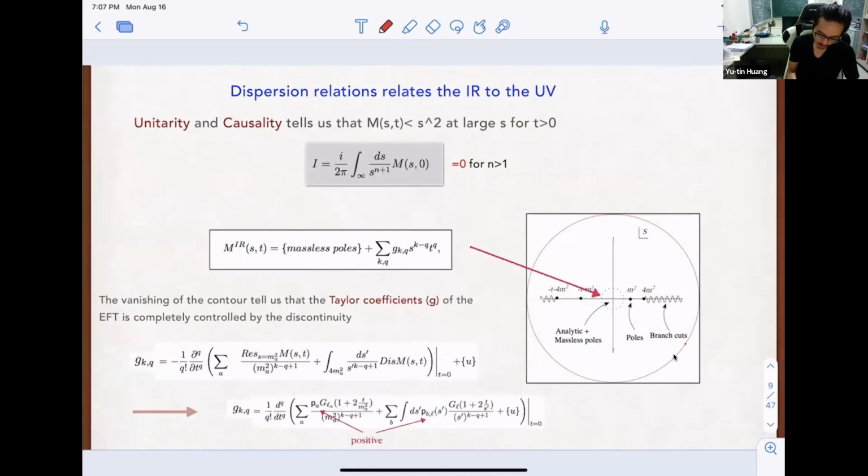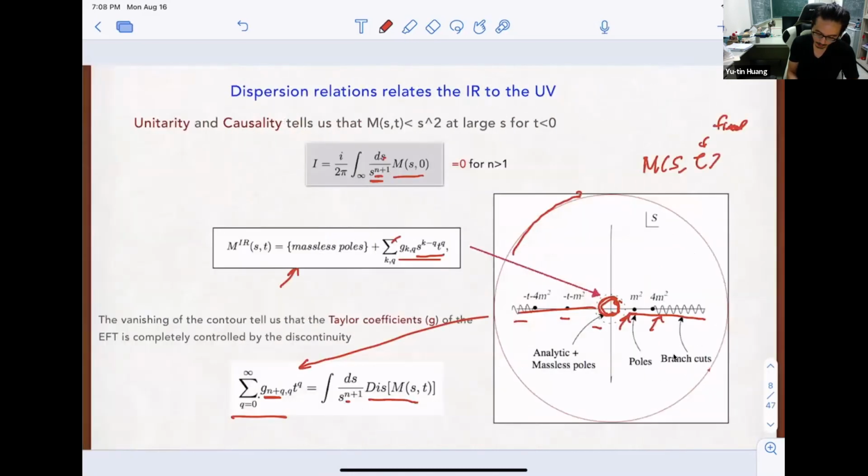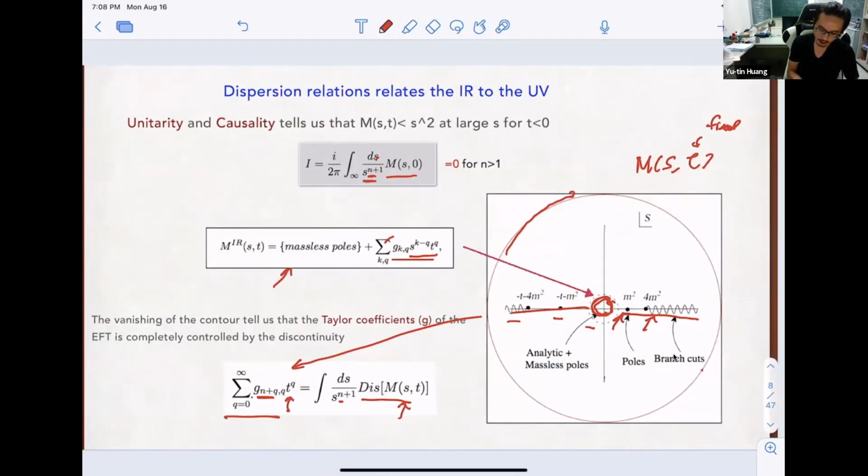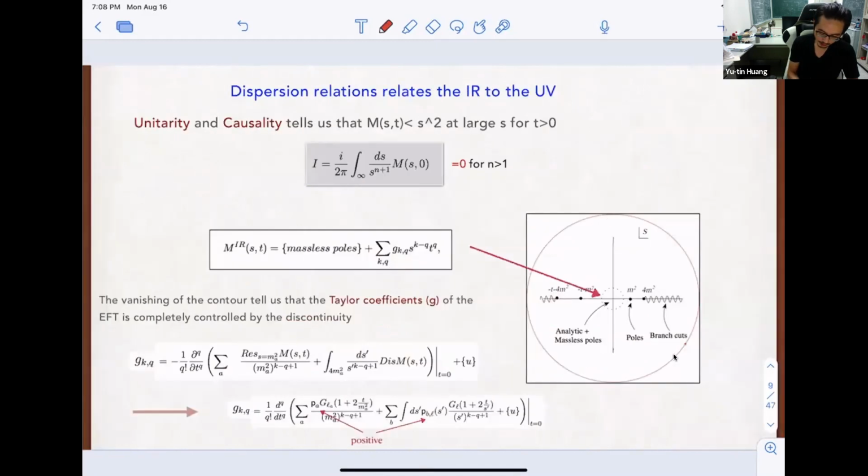Now, since what you pick up here is a polynomial in t, you can also expand the discontinuity as a polynomial in t, and therefore you have this exact relation. The statement is that your g_{k,q}, your EFT coupling, is given by the residues of the poles and the discontinuity along the branch cut. And then we further expand the discontinuity and the residue in powers of t.